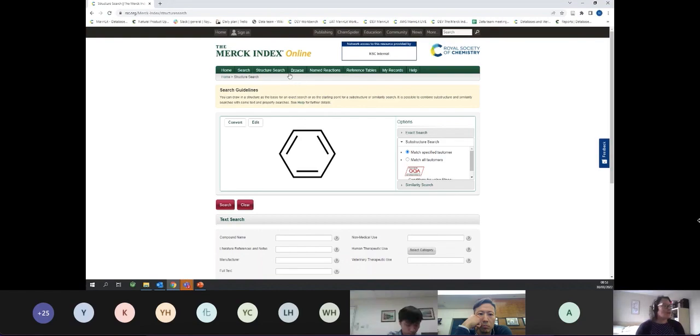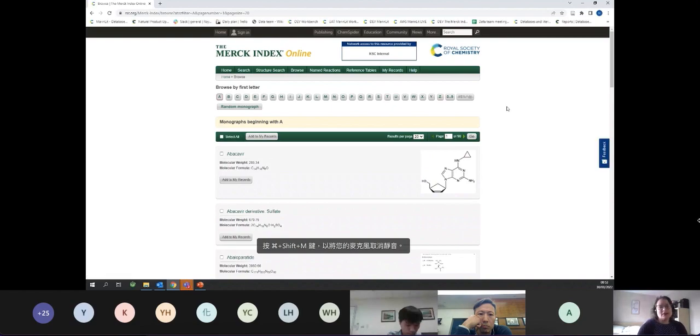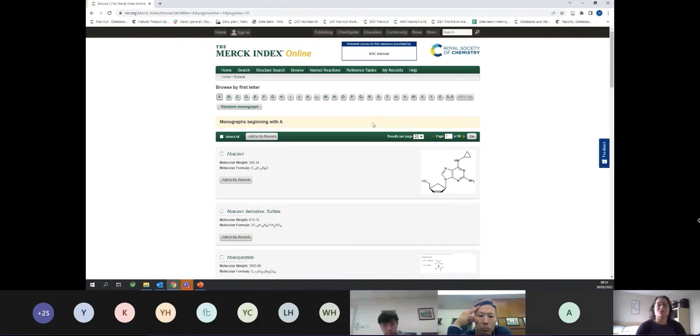So those are all our searching options, but we also have a browse option. And this came in really because users of the book told us that they missed being able to just flick through a book, have it open at a page, and read about something they hadn't seen before. And so if that is an experience that appeals to you, or you just want to find something, then you can just browse by letter, or we even have a random monograph button, which will just take you to something that you've never seen before, and you can read about an entirely new area of chemistry.